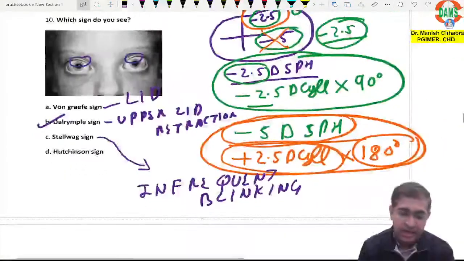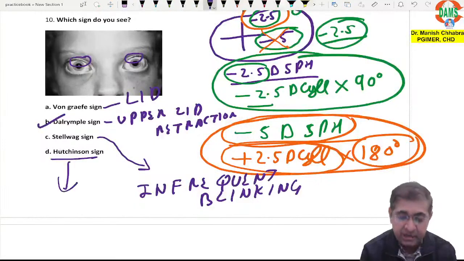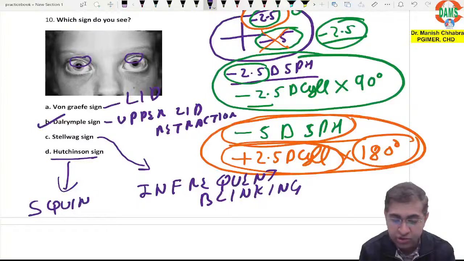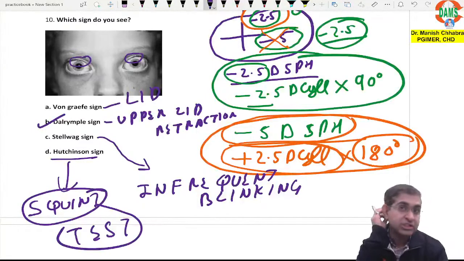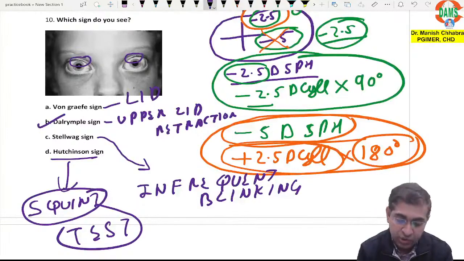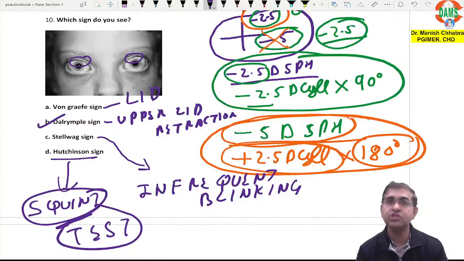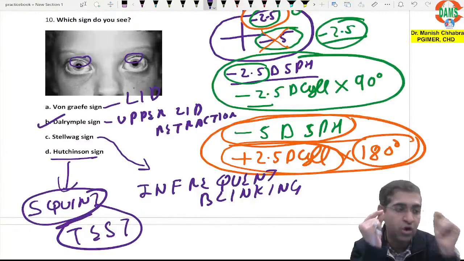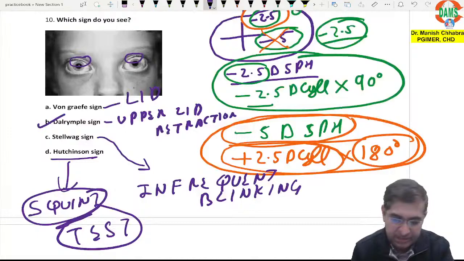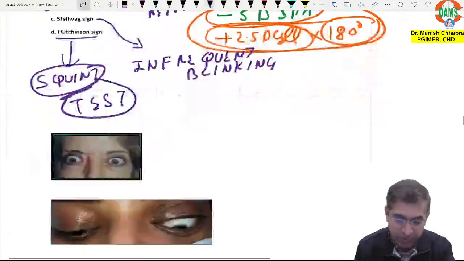Hutchinson test is there. Hutchinson test you do in squint. That is not Hutchinson sign, it is Hutchinson test. There is no Hutchinson sign in ophthalmology. It is your Hutchinson test which you do in squint. You shine the light and look for the centering of the corneal light reflex.